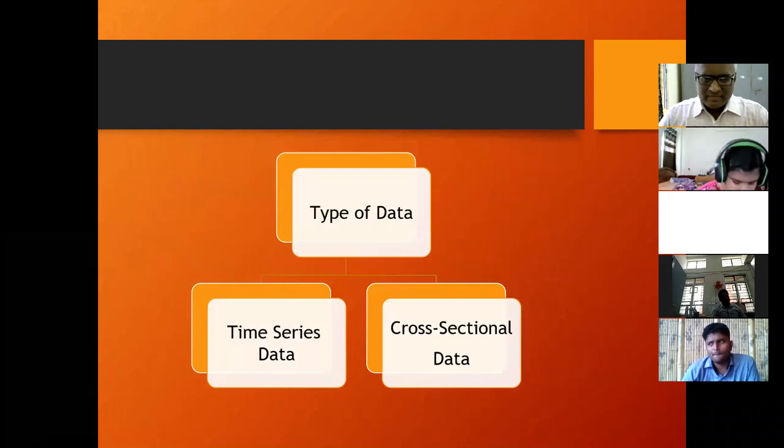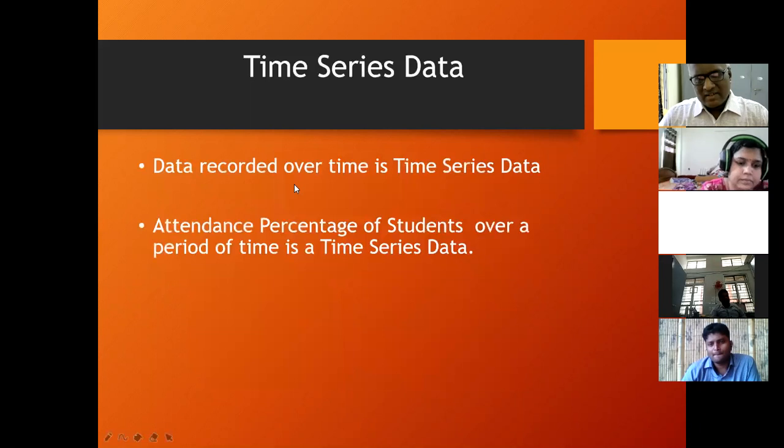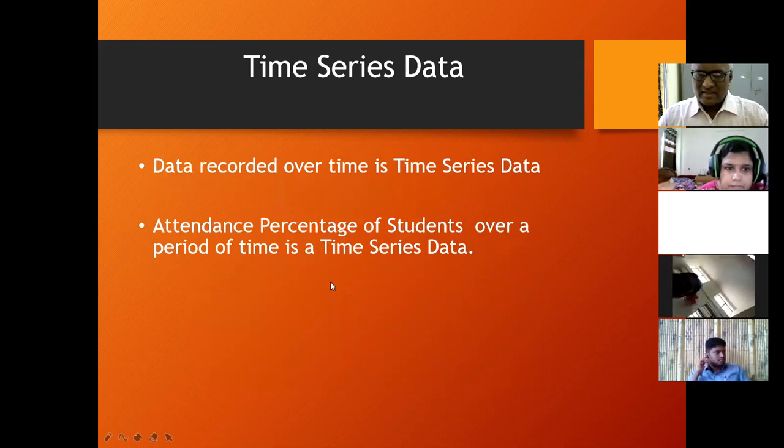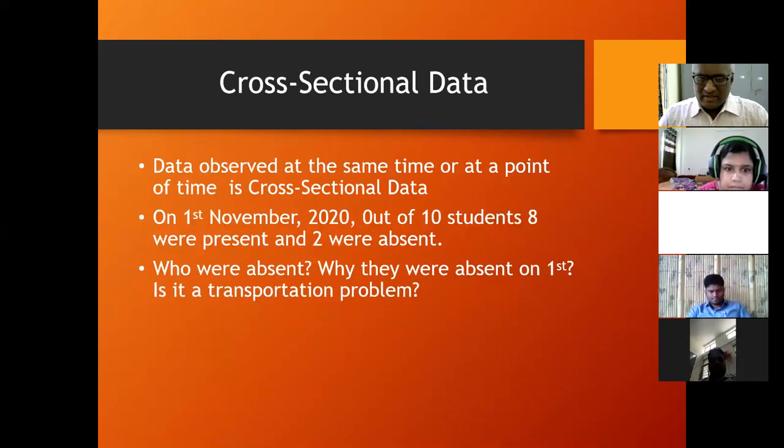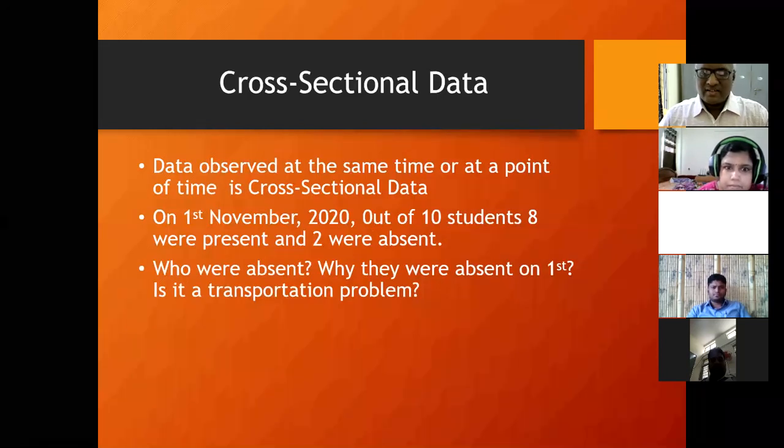We have another types of data, time series data and cross-sectional data. What is time series data? Data recorded over a time is time series data. What is data recorded over time? For example, we have seen the attendance of the students. 1st November, 2nd November, 3rd November, every day we are collecting the data of attendance. This is a time series data. What is a cross-sectional data? Cross-sectional data means, suppose on the same day, in a given point of time, you collect the data relating to so many variables. This is a cross-sectional data.